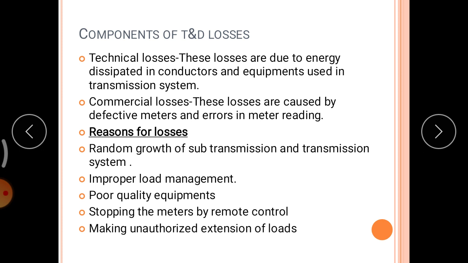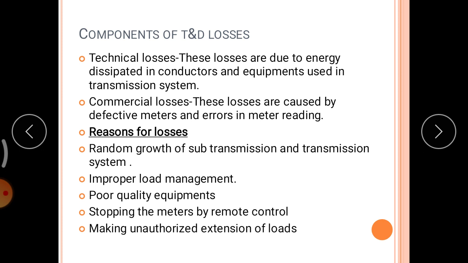In that, first we'll see the transmission and distribution system. After generating electricity, we have to transmit and distribute it to the consumer premises. So many losses occur in that transmission and distribution system. What are those losses? We'll see now: technical losses and commercial losses. Technical losses are due to energy dissipated in conductors, whether aluminum ACSR conductors or copper conductors we are using, and in some equipment like transformers and other substation equipment.